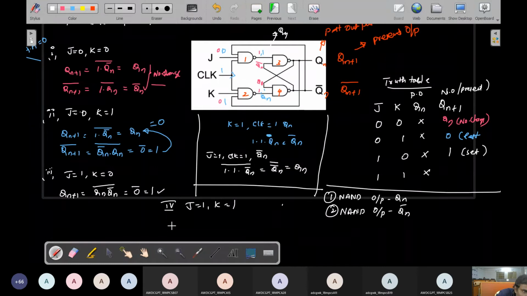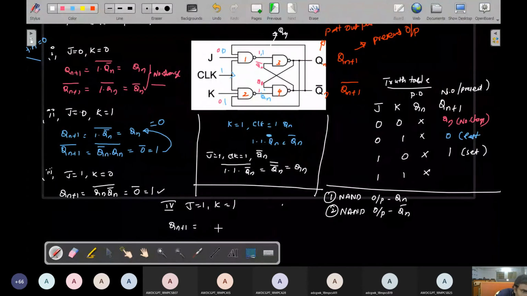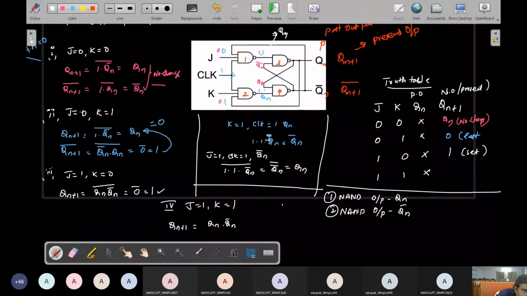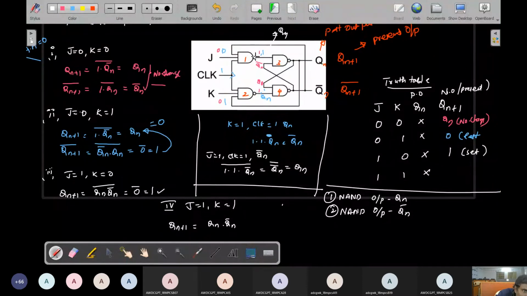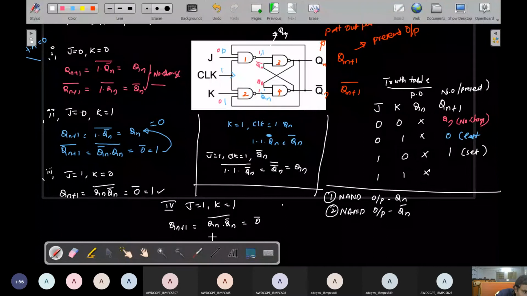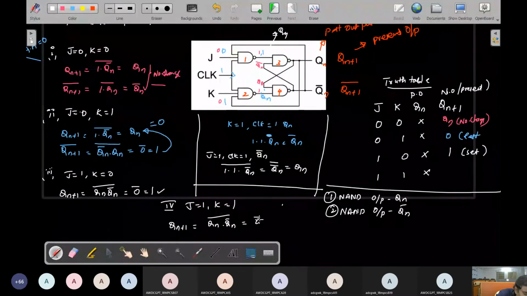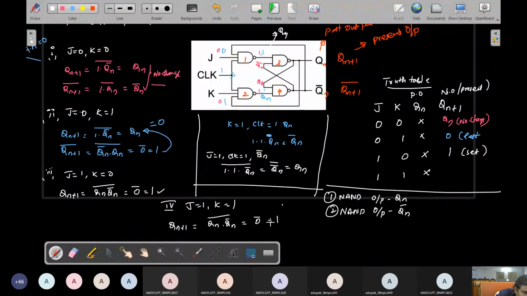So therefore you will first check the normal port, Qn plus 1, you will get Qn into Qn bar. This Qn bar is a feedback to the third NAND gate, and the first NAND gate output is Qn. So simply Qn whole bar, so this is called 0 bar. Why? Because Qn bar is nothing but 0 bar. So you will get only one value.